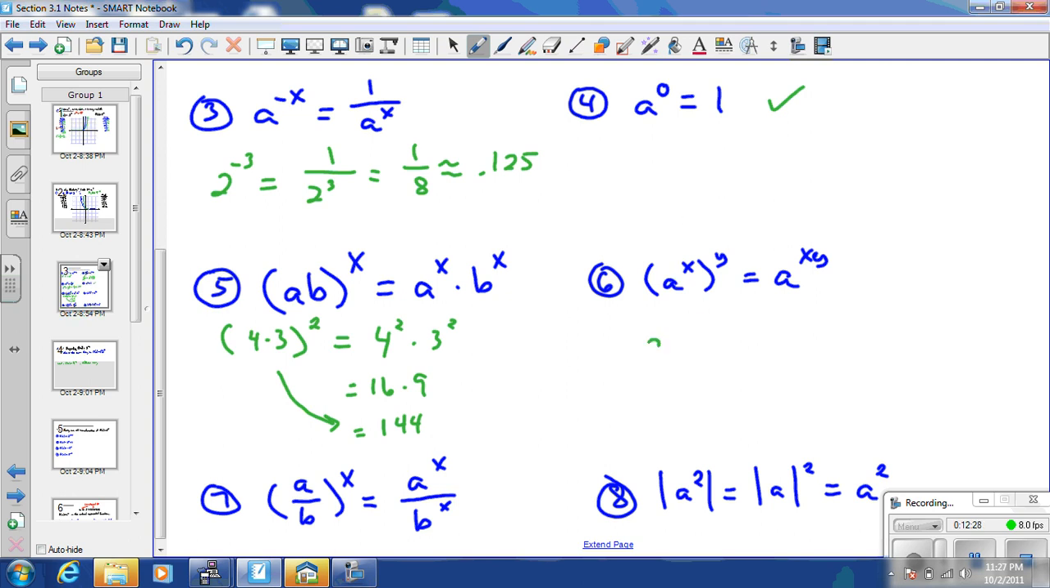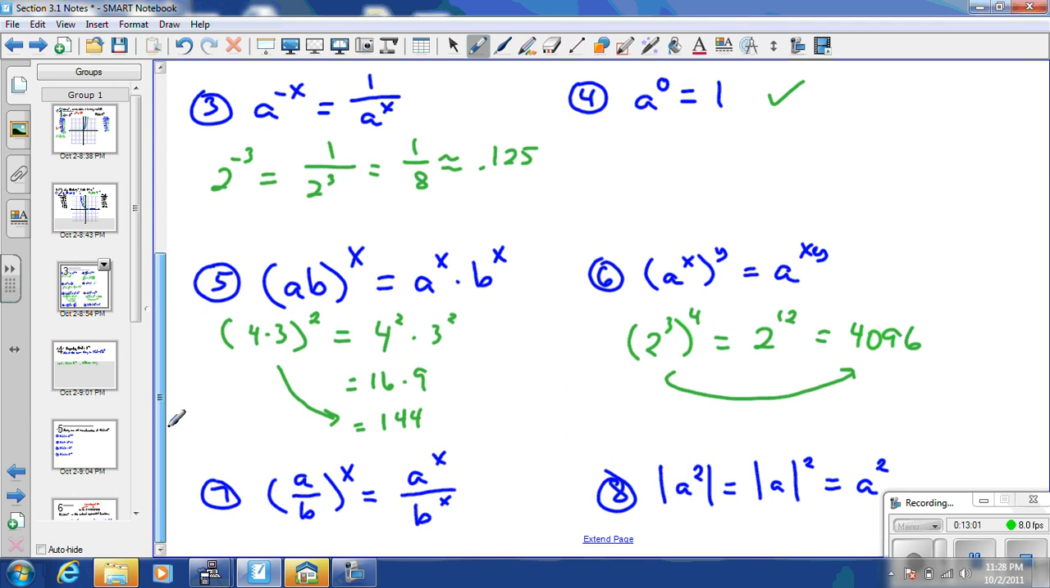Up here, we'll have 2 to the third power raised to the fourth power. According to this rule, this is going to be 2 to the 3 times 4, which is 12. And if I type 2 to the 12th power into my calculator, I get 4,096. Well, that's the same thing as if I started by saying, what's 2 to the third power? Well, that's 8. Now type into your calculator 8 to the power of 4. You also get 4,096. So it demonstrates that that works.